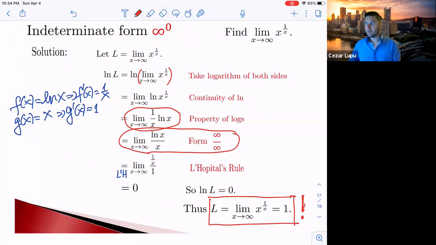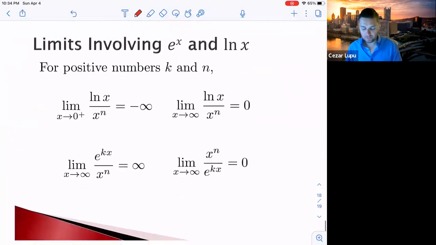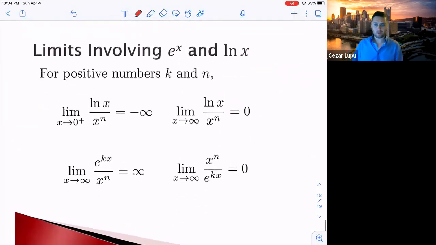Great. Now let me tell you something. We have seen a bunch of examples, but now let me draw your attention to two more things, and then I'll stop. As you have seen a bunch of examples with limits which involve natural log or the exponential, generally we have this.